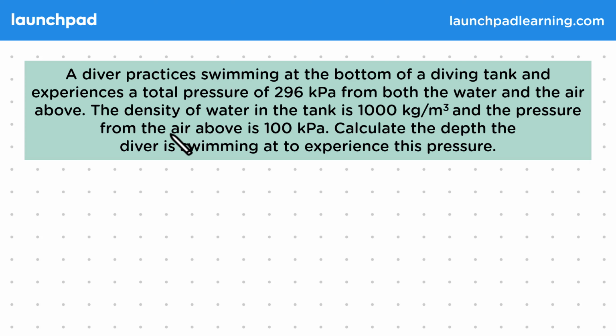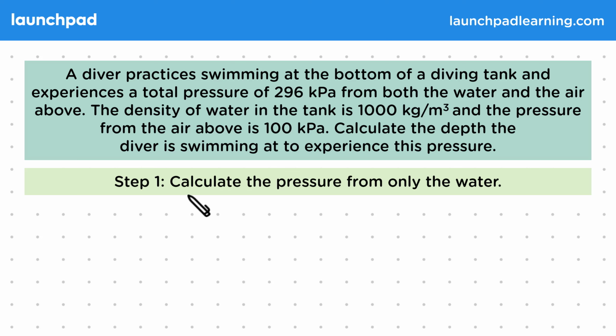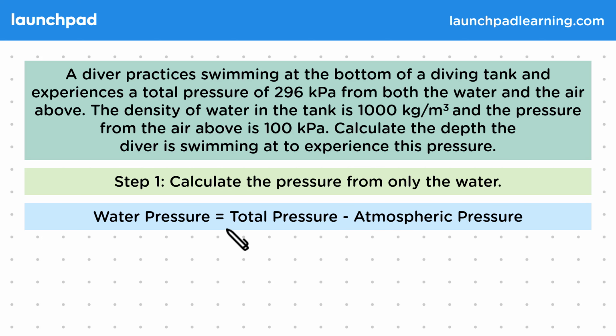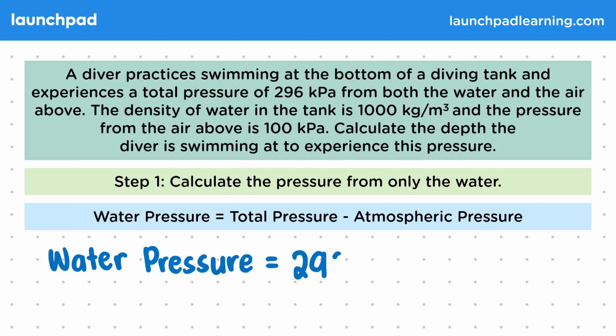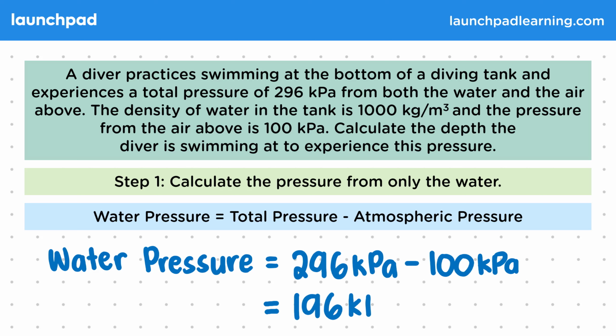So we have to consider the pressure from the air, as the air is pushing down on the water, which transfers a force to the diver. So the air above is at a pressure of 1 atmosphere. So for step 1, let's calculate the pressure from only the water. So the water pressure is equal to the total pressure minus the atmospheric pressure. So the water pressure is equal to 296 kilopascals minus 100 kilopascals. We don't need to convert the units here as we're subtracting the same unit. So the water pressure is equal to 196 kilopascals.